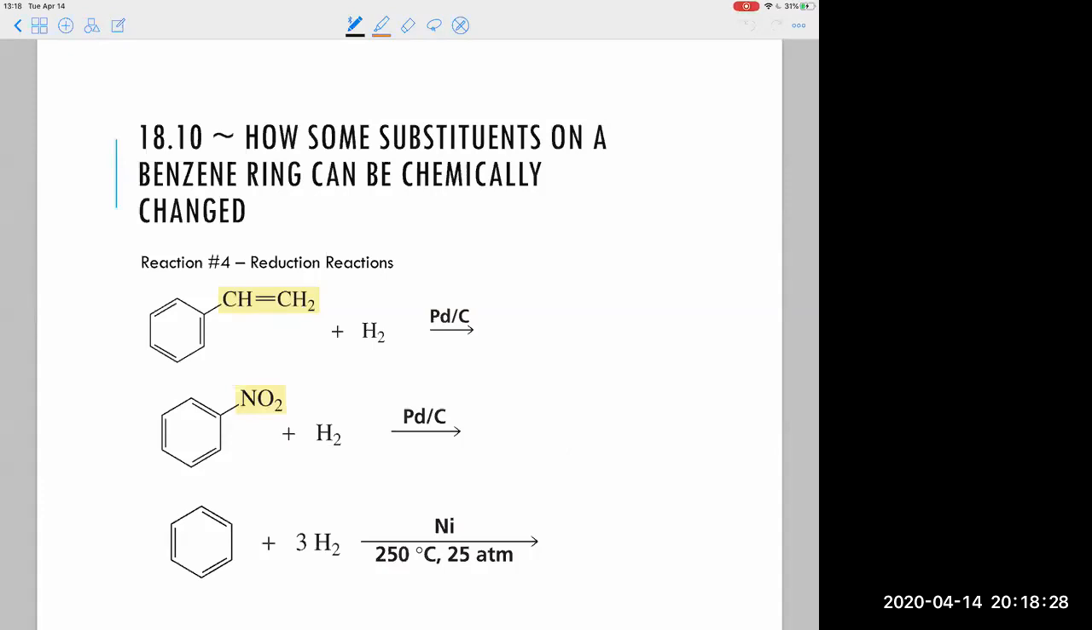Now let's talk about some reduction reactions. What we're basically going to find is that it's really hard to reduce the actual benzene ring itself. Okay, so we all know at this point that H2 and a palladium catalyst are good reducing agents. But if we mix these in with what we have, we'd see that they reduce that alkene. They reduce this guy here, but they do not actually reduce the benzene ring itself.